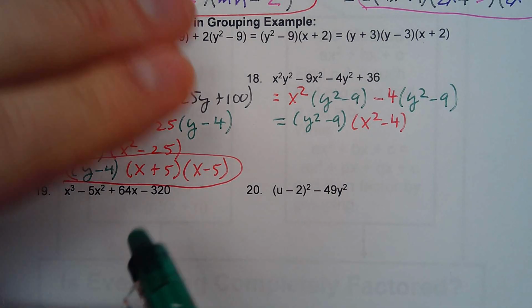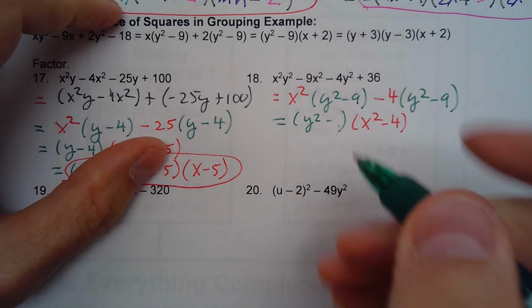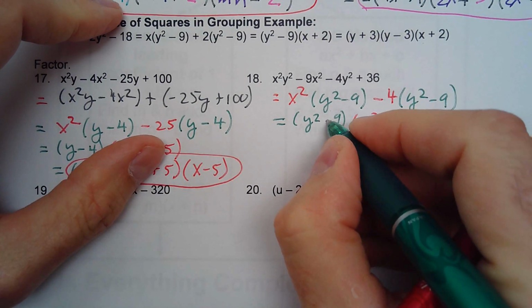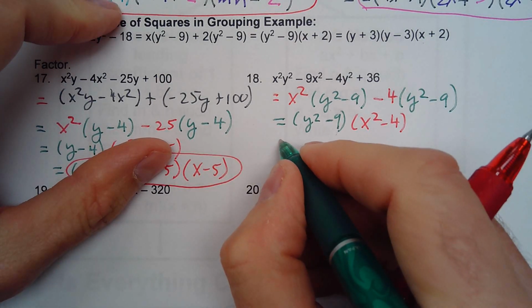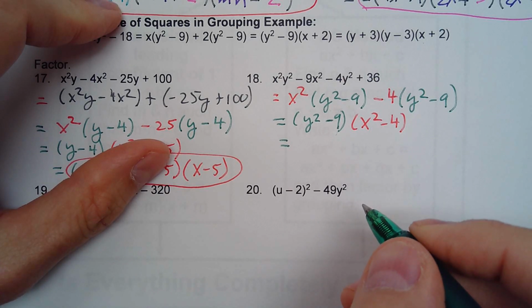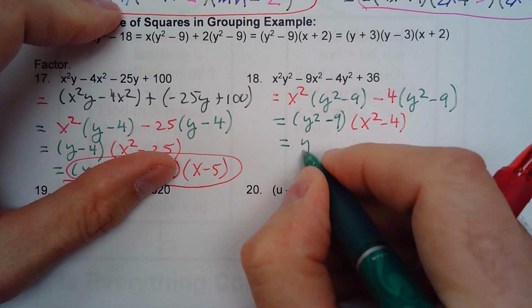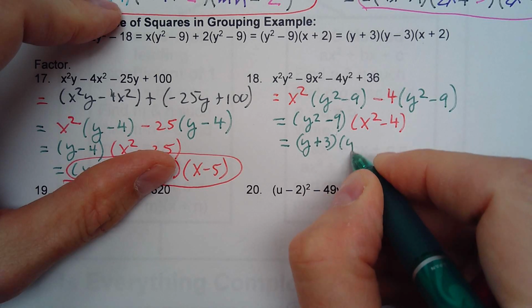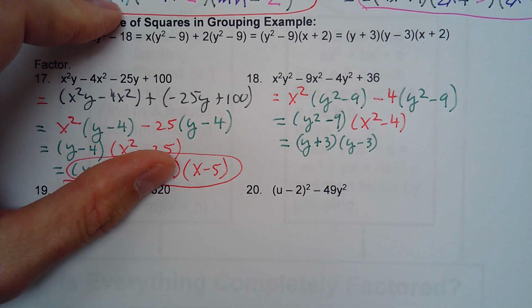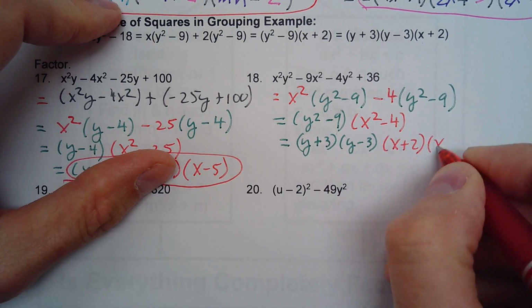And notice that both the red and green are a difference of squares. So this breaks down into y plus 3 times y minus 3. And this breaks down to x plus 2 times x minus 2.